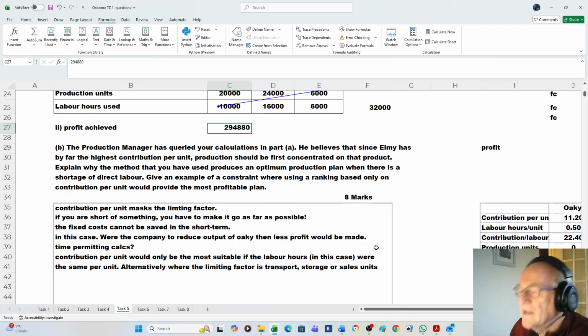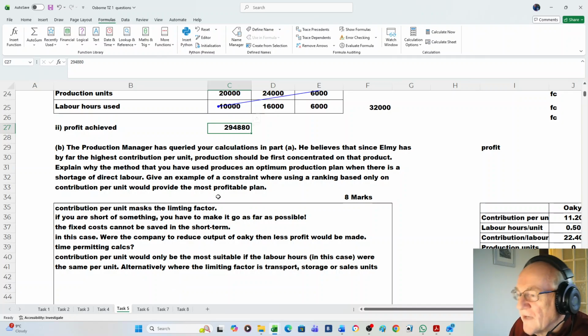So time permitting, you've got to earn 8 marks, and your decision under exam conditions is: can you do the calculations quickly? Would you want to do them while you're still on task 5, or would you be better waiting, doing a couple more tasks, and if you've got an extra 20 minutes, these calculations are going to cement all the marks.